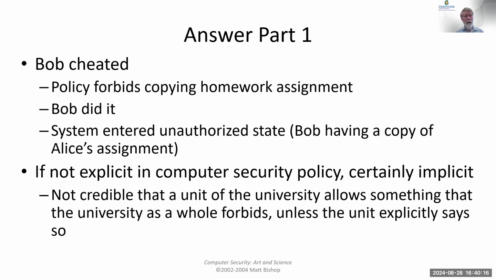Well, there are several ways to look at it. One way is that Bob cheated. The policy forbids copying homework assignments. Bob did that. So the system entered an unauthorized state where Bob has a copy of Alice's homework. That's an unauthorized state. Therefore, the action that Bob took violates the policy and is cheating.